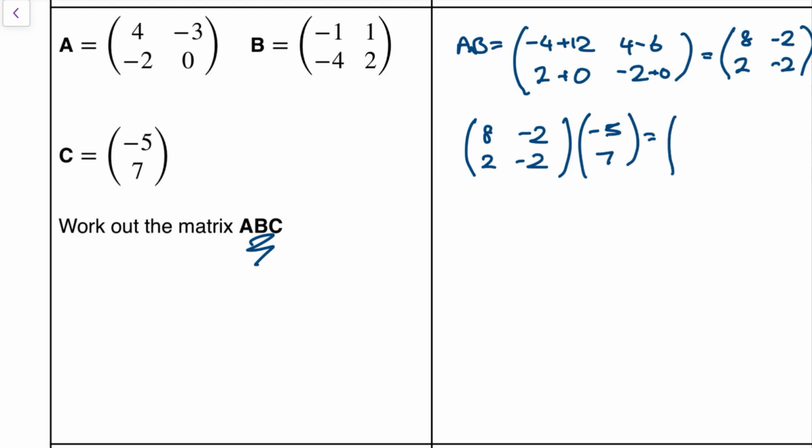Okay, so let's just work these ones out. So 8 times -5 is -40, -2 times 7 is -14, 2 times -5 is -10, and -2 times 7 is -14. Let's put all this as one. So -40 minus 14 is -54. And -10 minus 14 is -24. Final answer. Question done.